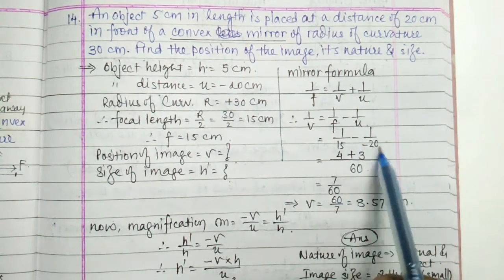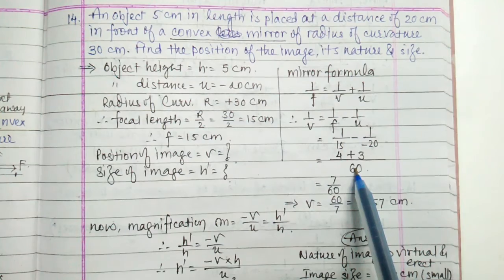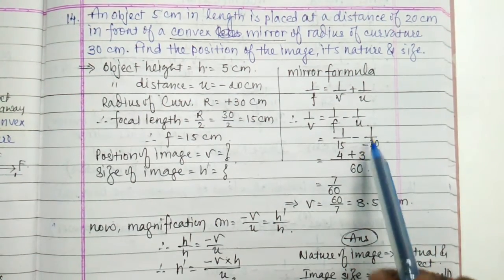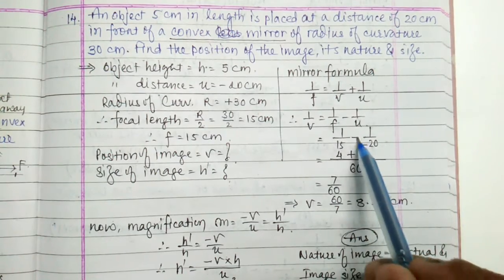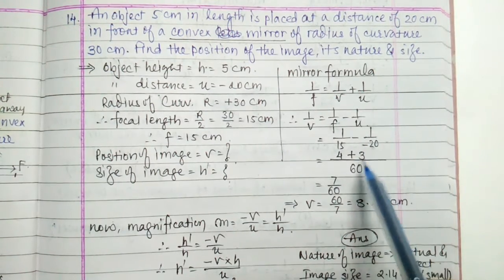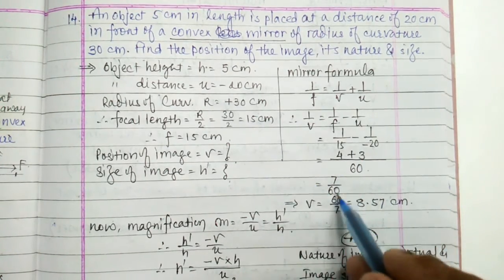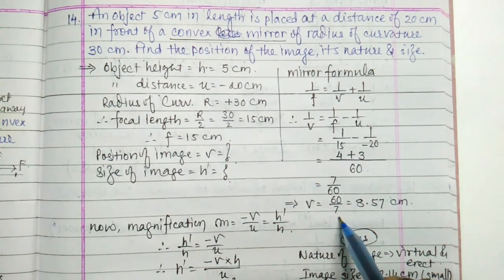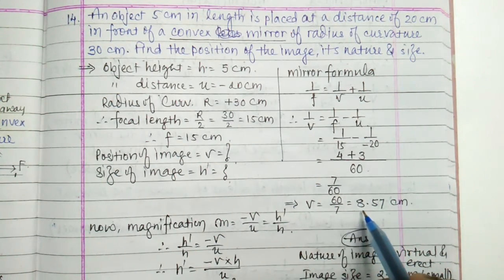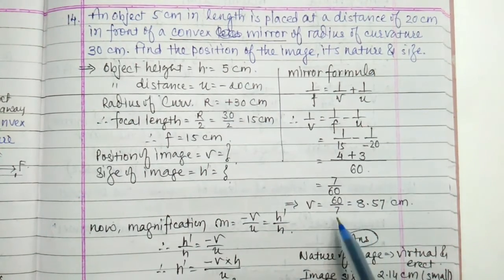So we have LCM of 15 and 20, which is 60. 15 fours are 60, 20 threes are 60. So minus into minus plus, 4 plus 3 is 7 upon 60. So 1 upon v is equal to 7 upon 60. So v is equal to, inverted, 60 upon 7. So the answer is 8.57 centimeter.